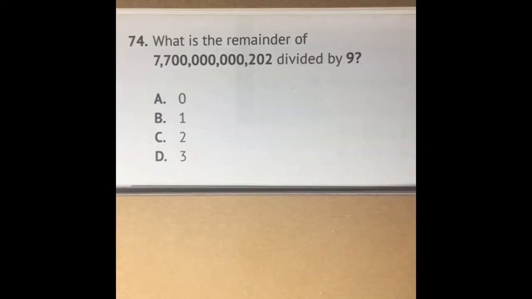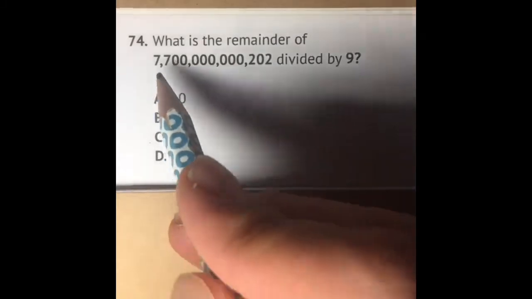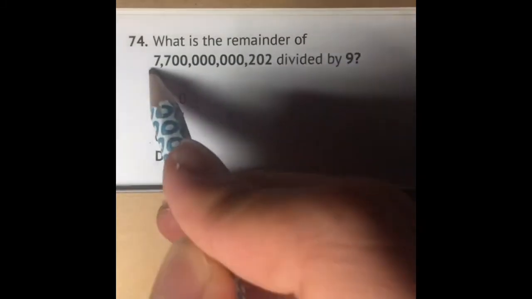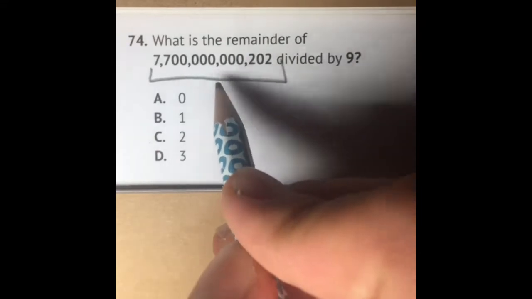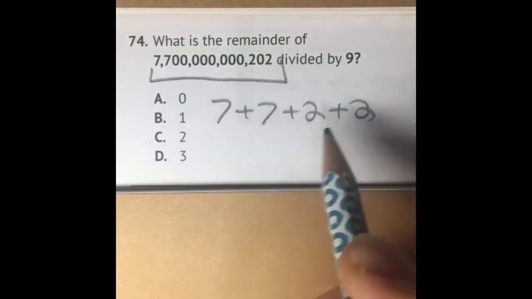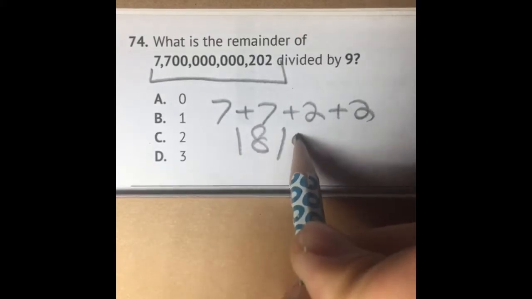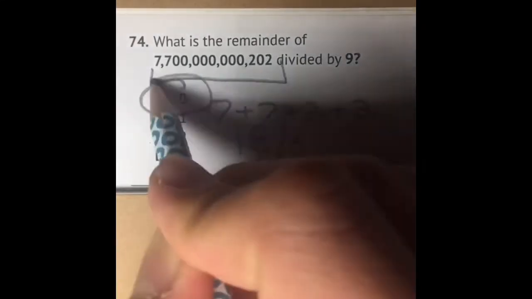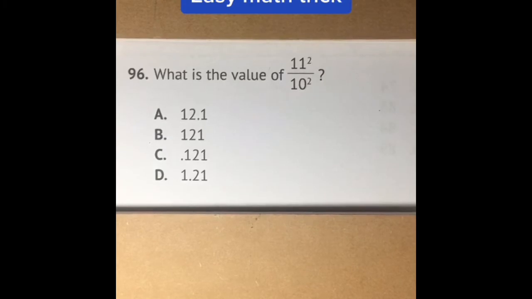What is the remainder of 7,700,202 divided by 9? Alright, so a number is divisible by 9 if all the digits in that number add up to a number that's divisible by 9. So 7 plus 2 plus 2 gives us 18, which is divisible by 9 with no remainder, so our answer is A.